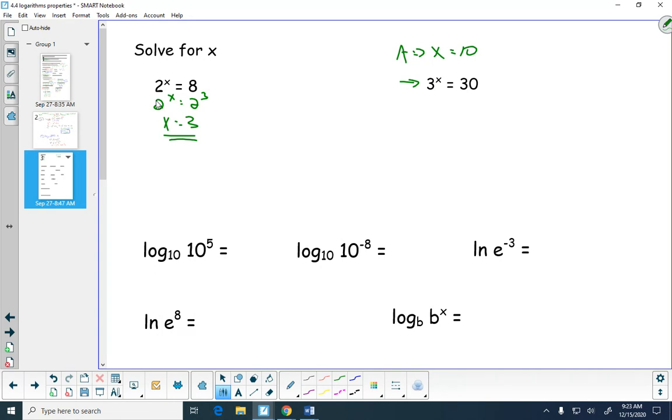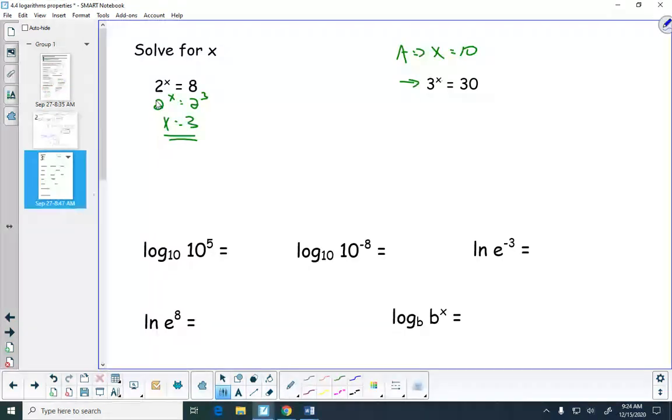The problem we run into is we cannot write 30 as a base of 3. We can write it as 3 times 10, but we can't write it as a base of 3. Like over in the first one, we could write 8 as 2 to the third power. So how do we solve this problem? Well, this is where logarithms are going to help us out immensely, because when the variable's in the exponent, we have problems with this.